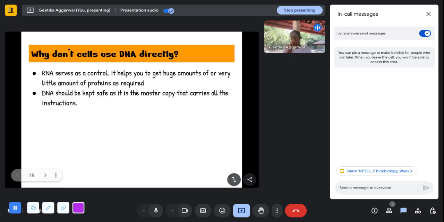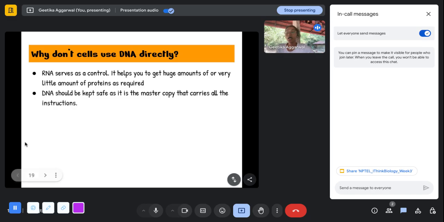Okay, so a question that might come to your mind: if you're actually using DNA to, in the end, form proteins, why don't you use DNA directly? Why do you have this RNA in the middle? Why do you have this one level in the middle in which you're transcribing DNA to RNA and then translating it to protein? Why can't you directly make protein?